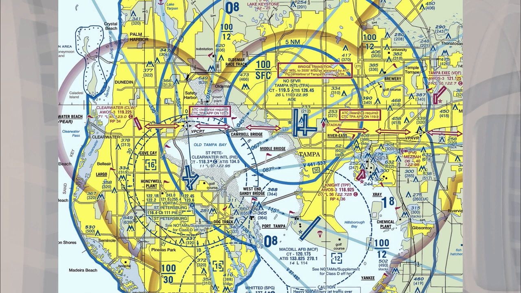All right, so we're going to look at a sectional chart here, and we're looking at the Tampa Bay area, kind of in a blow up here. We're going to cover some of the basic things that you're looking at here on this map. And the first thing that I want to go over is the difference between controlled and uncontrolled airports and some of the basic class concepts.